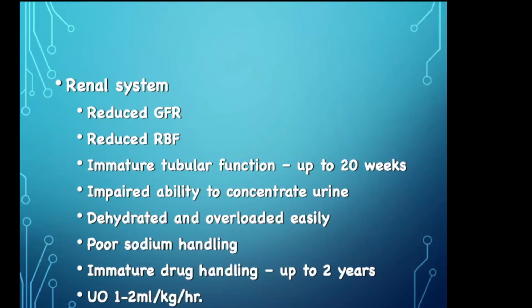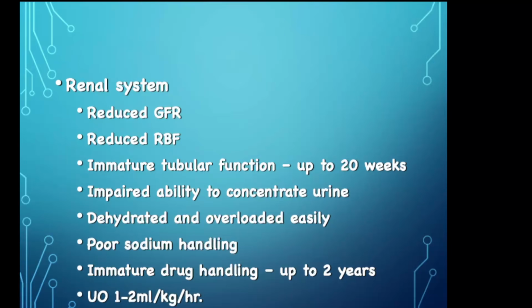The renal system, they have a reduced GFR, reduced renal blood flow. Their tubular function is very immature, so they cannot filter their urine as well as we can, and they cannot get rid of drugs as well as we can. They cannot concentrate their urine, so they don't insert aquaporins in the distal convoluted tubule under the influence of ADH, like we do as adults. And so therefore they produce large amounts of dilute urine.